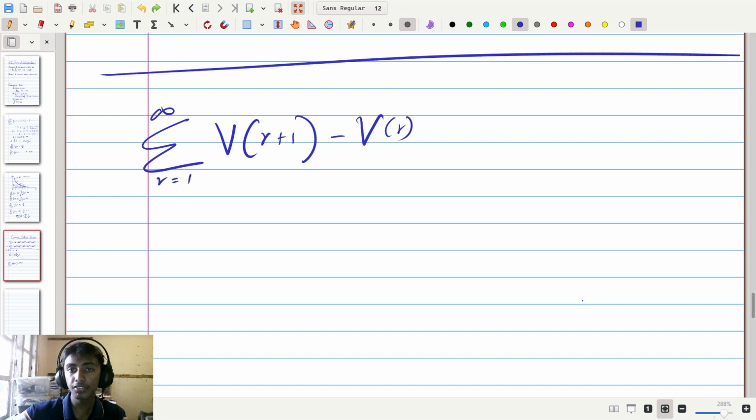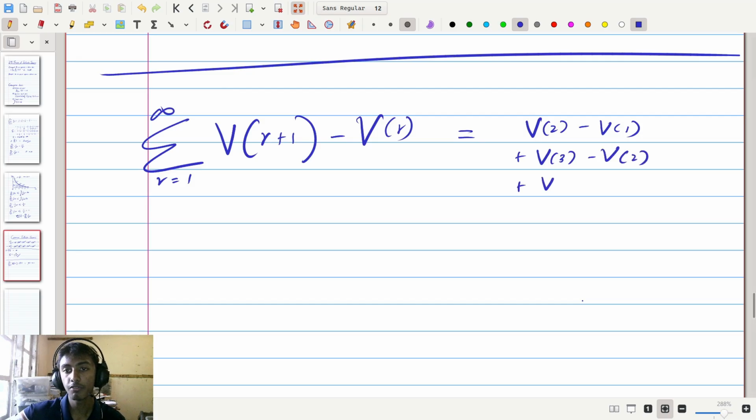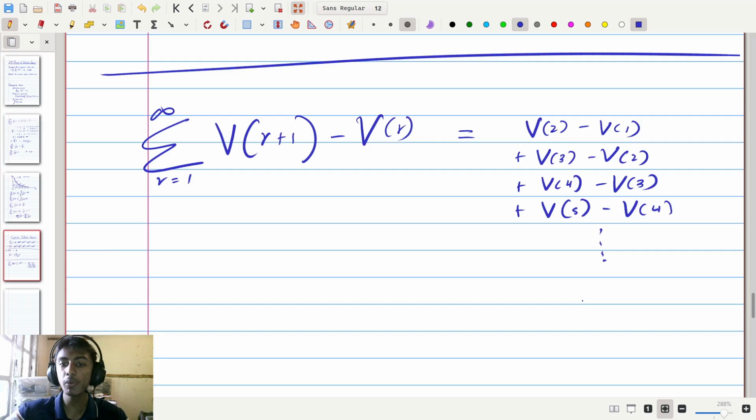If we consider this sum, for the first term we have v of 2 minus v of 1, and then plus v of 3 minus v of 2, and then plus v of 4 minus v of 3, plus, let's do one more, v of 5 minus v of 4, and so on and so forth until the very last term, which in this case doesn't exist, but let's imagine it exists. It would be plus v of n minus v of n minus 1.